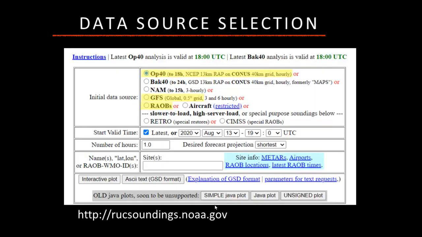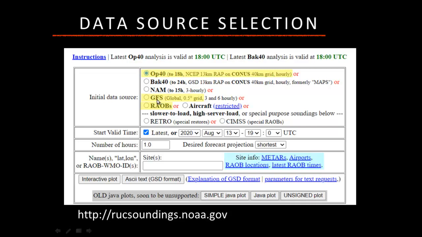The rucksoundings.noaa.gov site allows you to pick and choose these different sources. The one that you're going to use almost all of the time is the first selection here. This is the rapid refresh model. It's the operational model set up on a 40-kilometer grid. That's the OP40, and we'll see in a little bit that this is probably the one that's going to make the most sense to you. It's going to provide you with the highest resolution of time and space.